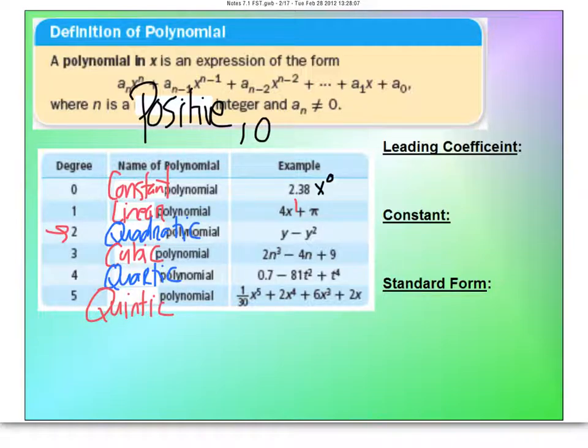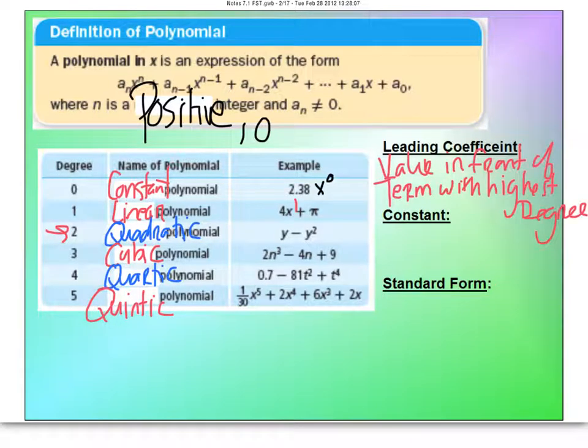Now all of these expressions do have a leading coefficient. The definition of the leading coefficient is the value in front of the term with the highest degree. So if we look at these examples, and I was asked what is the leading coefficient, let's start from this quintic one. The highest exponent is x to the 5th power. The leading coefficient on here is the number 1 over 30. For the 4th degree polynomial, the leading coefficient, there's a number 1 here, so it's plus 1. For the cubic, it is a 2 is the leading coefficient.